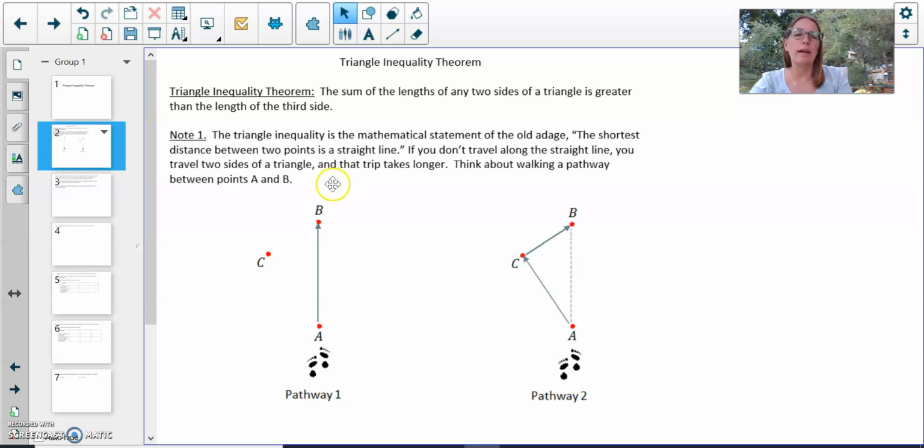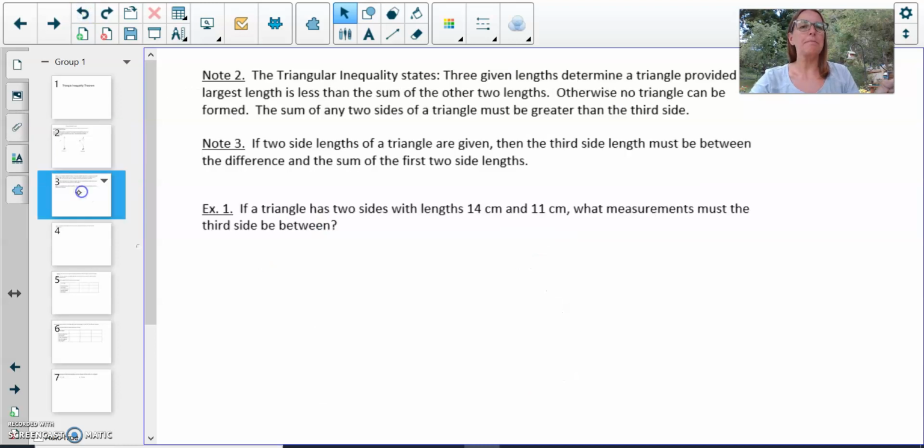So again, if you go directly from A to B, that's the shortest way. If you make a detour off that pathway and go to point C first, you're traveling a longer distance. And that's exactly what the triangle inequality says. The triangle inequality states, three given lengths determine a triangle, provided the longest length is less than the sum of the other two lengths. Otherwise, no triangle can be formed. The sum of any two sides of a triangle must be bigger than the third side.